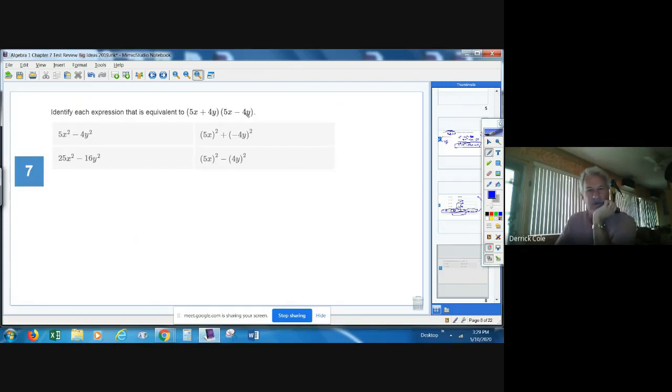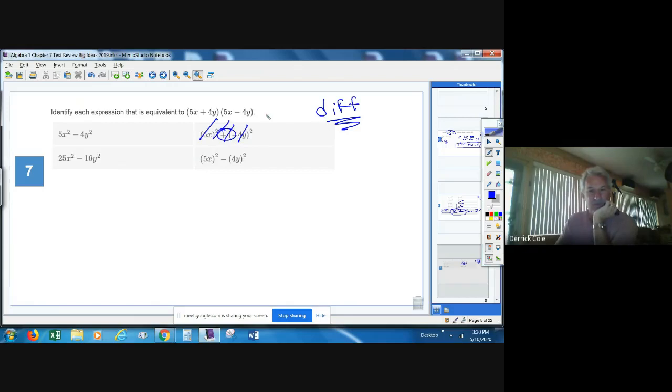5x plus 4y times 5x minus 4y. This gives me the difference of two squares. Difference, got to be minus. So it can't be this one. See the plus there? Plus says plus. That's not a difference. So it's this one, or this one, or 2 out of these 3.